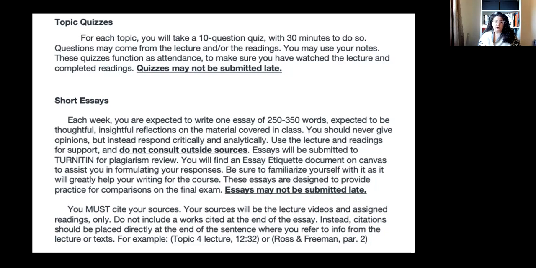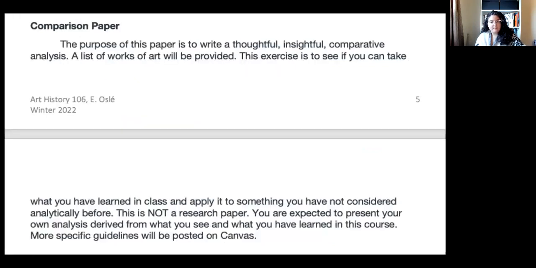And you do need to refer to both the lectures and the readings in these essays, because these are supposed to be really well-woven responses, explanations from all of the course material. You'll also write a comparison paper. The comparison paper is a comparative analysis of 2 works. There will be a list, and it's basically to see if you can take what you're learning in class and apply it to something you've never thought of before, apply it to your daily life, that kind of thing.